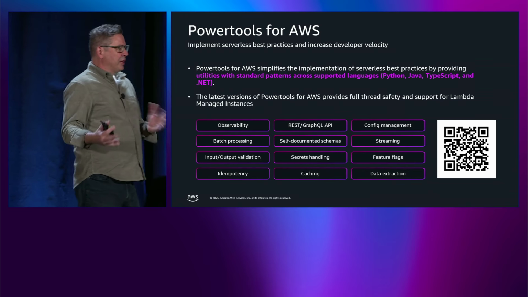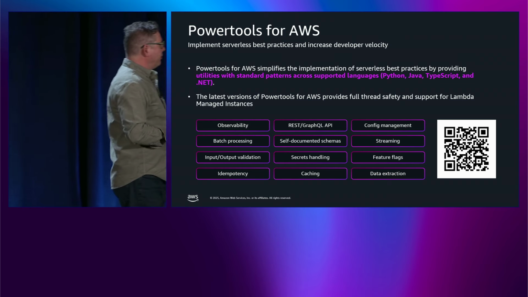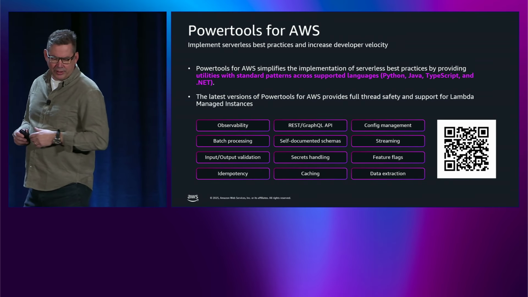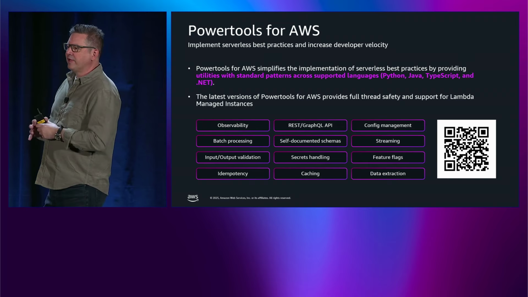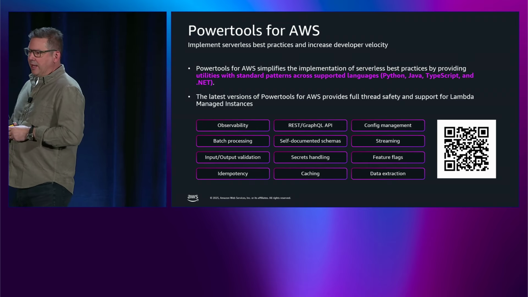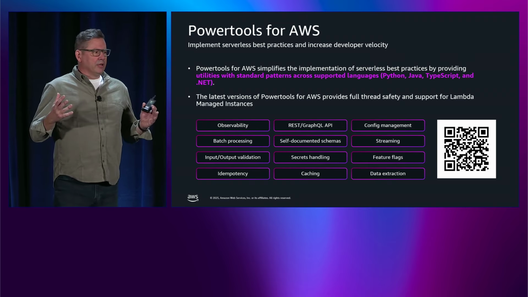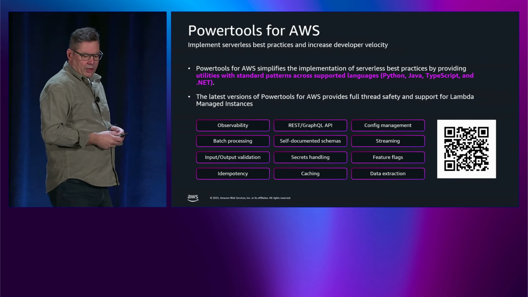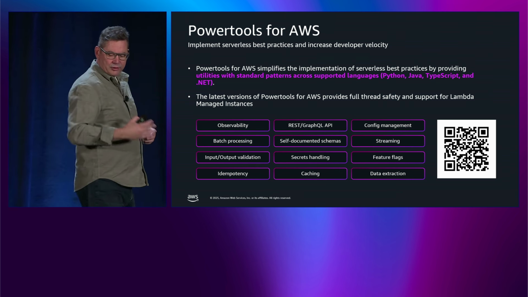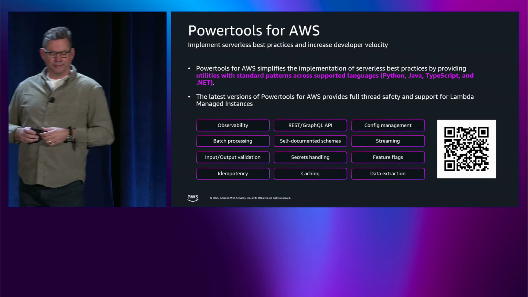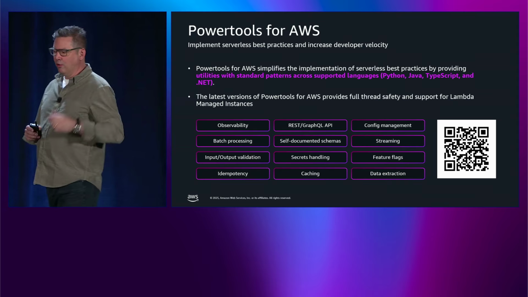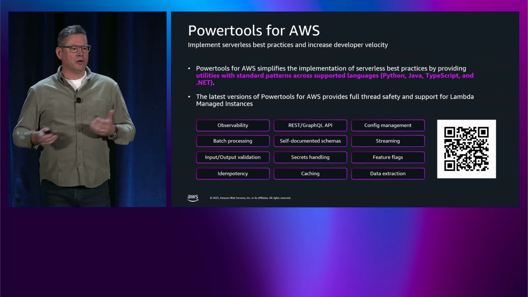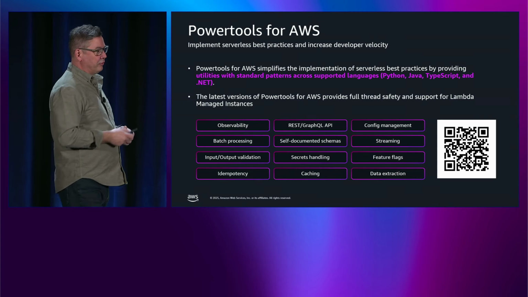And now you've got best practices around observability and things like batch processing, idempotency handling, which I'm going to mention in a little bit, and all of the other common types of activities that you might be doing as developers, and doing it in a standard way with best practices applied. And doing that across multiple languages as well, with Python, Java, TypeScript, and .NET supported. And now with the release of Lambda managed instances, you've also got full thread safety within those libraries, so you can use that for those applications as well.